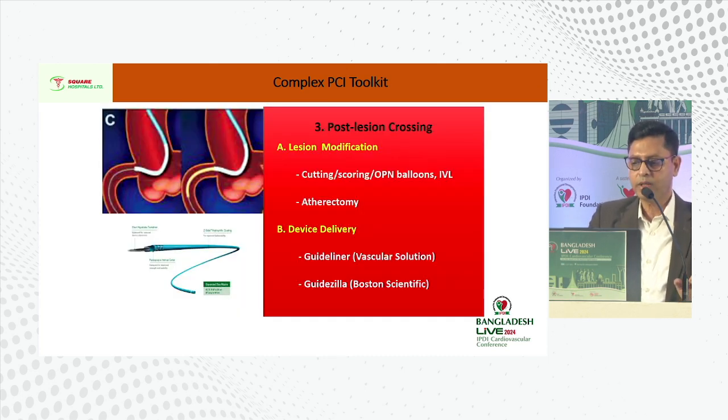And what are the post-lesion crossing tools? These are of 2 types. One is lesion modifiers and another is device delivery. Lesion modifier tools are cutting balloon, scoring balloon, OPN balloon, IVL, and obviously atherectomy. And device delivery, these are the guide liner or the guide extension.